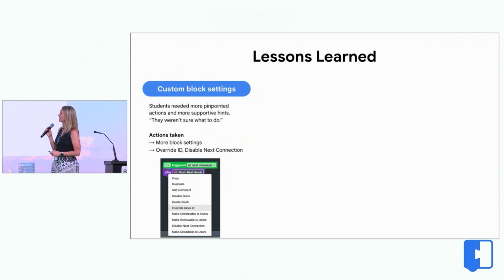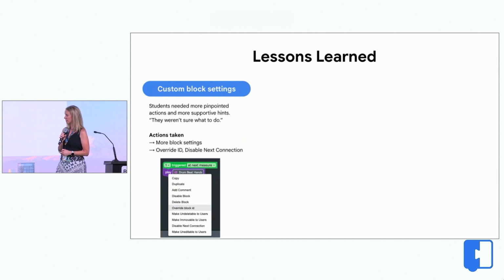Now into some of the lessons learned and the process of how we developed this. We were, of course, encouraged that the students were engaged and how exciting everybody was, but we found some great ways to improve the learning. We heard more frequently than we wanted to that the students weren't sure what to do on a level. So to better scaffold the learning, we worked with the engineers to add some helpful block settings.